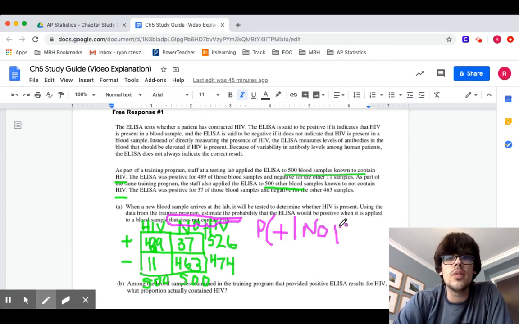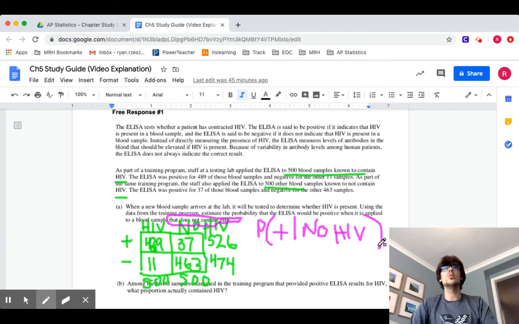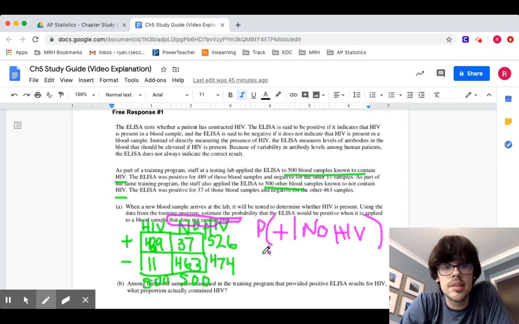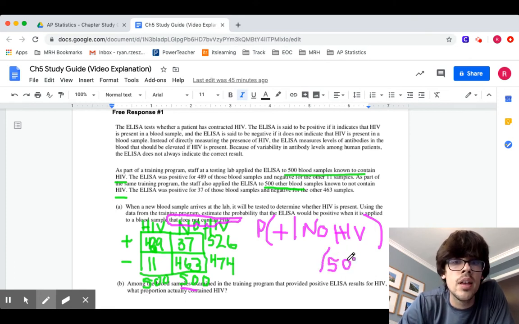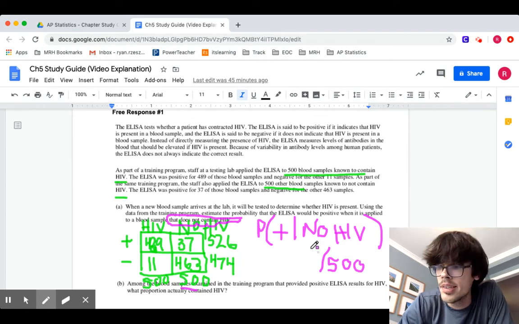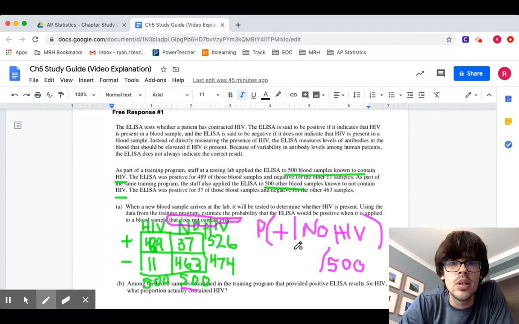So if it's given that you have no HIV in a table problem, these are lovely questions. All you're going to do is cover up the part of the table you don't want. No HIV is going to be this second right column. There are 500 people who don't have HIV, so that is my new denominator instead of the 1,000 total. And then I have a positive test 37 of those times. 37 over 500 is going to be a 0.074.